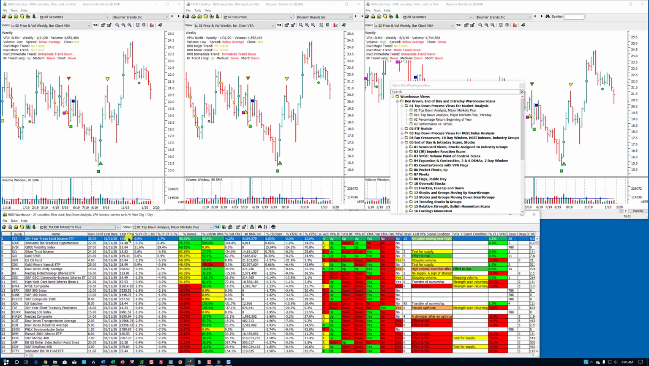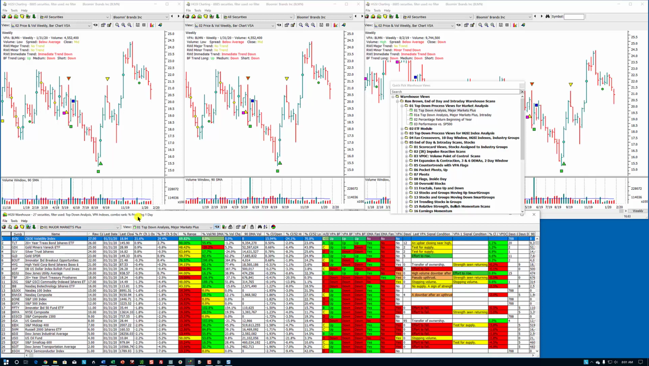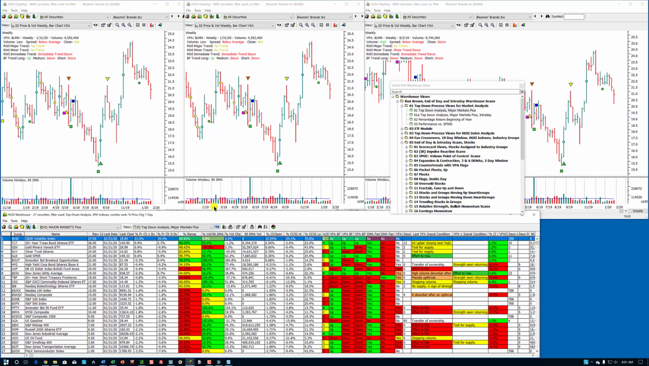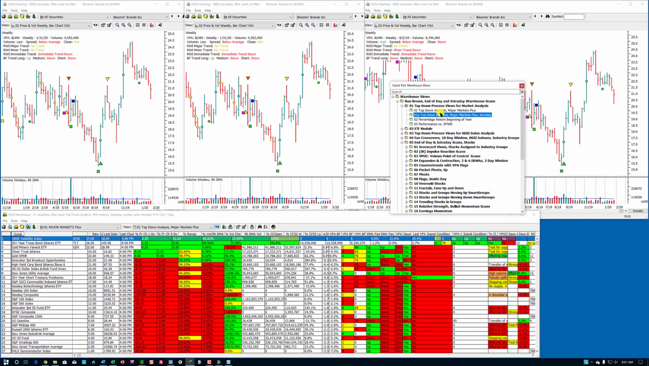What this does, when I sort on raw combo, is tell me the biggest percentage price moves on Friday. And as you would expect, the VIX moved up the most. It moved up 21.6%, so there's a lot of fear being built into this market. Now I'm going to bring up my top-down process, Major Markets Plus.